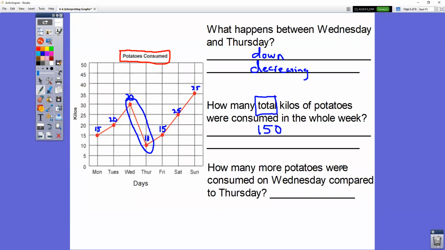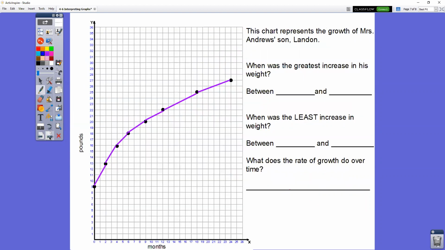How many more potatoes were consumed on Wednesday compared to Thursday? Well, on Wednesday, there were 30. On Thursday, there were 10. So how many more? You would have to subtract those two numbers. 30 minus 10 gives you 20. Take a look at the next one.